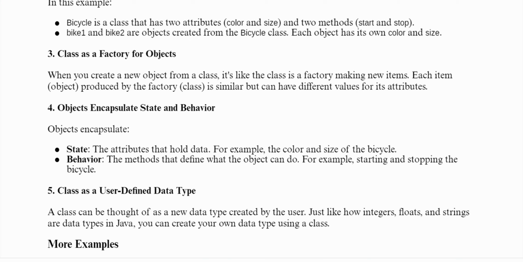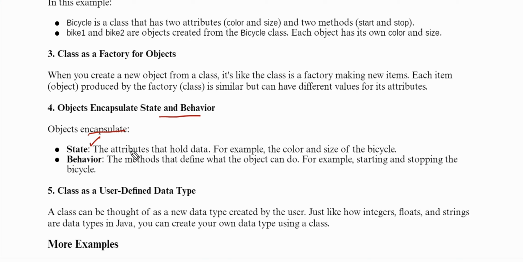Now, class as an object factory we have already discussed. Now, objects encapsulate state and behavior. State is the attribute that holds data, for example, the color and size of the bicycle, right? So this is the state of that bicycle. It means in which state the bicycle looks.